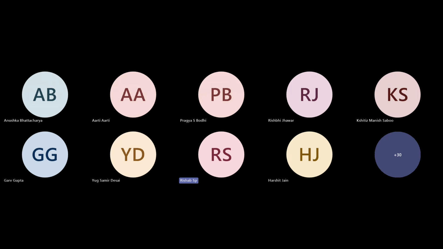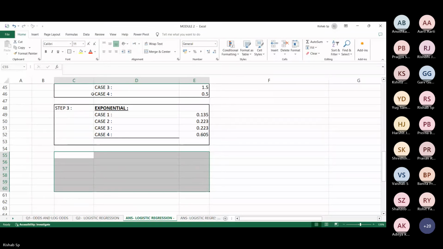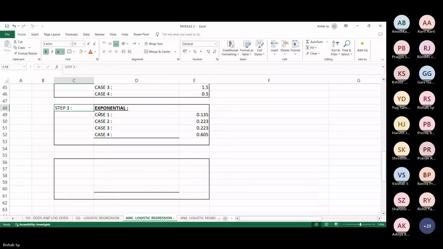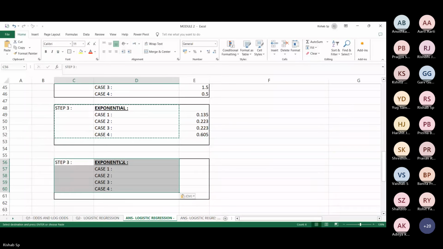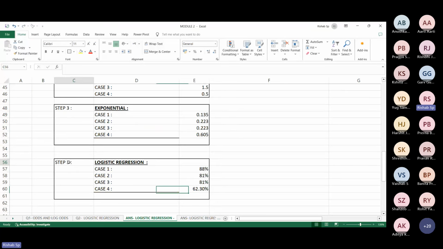So, case 4, we got exponential values 0.135, 0.223, 0.223, 0.605, and we found the logistic regression. Case 1, 88%, 81%, 81%, 62.3%. Done.